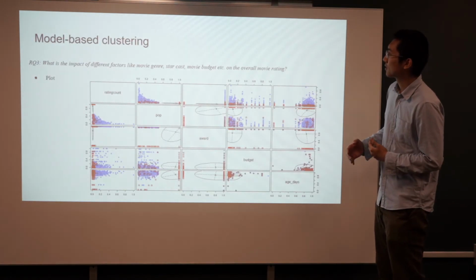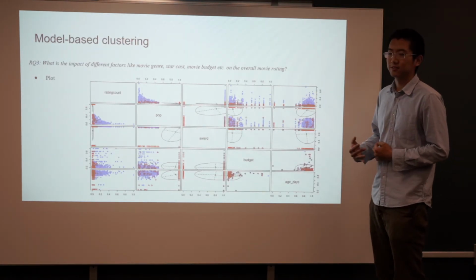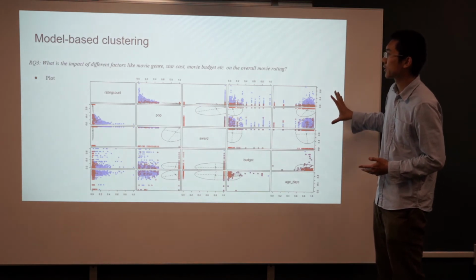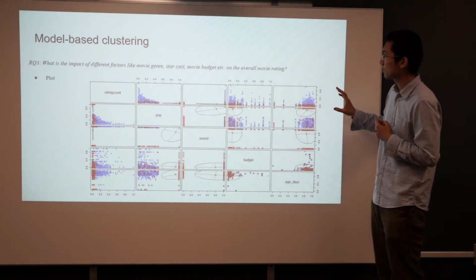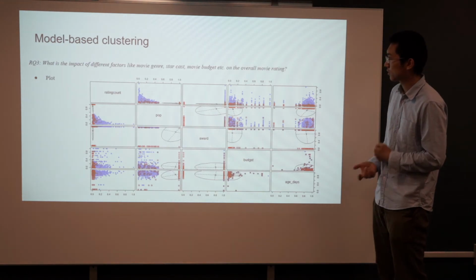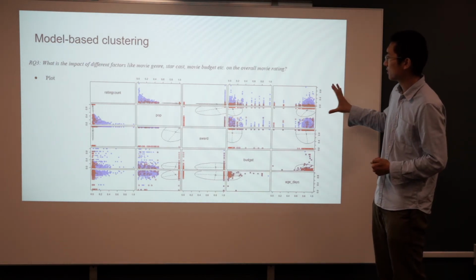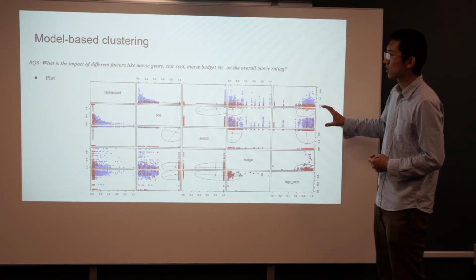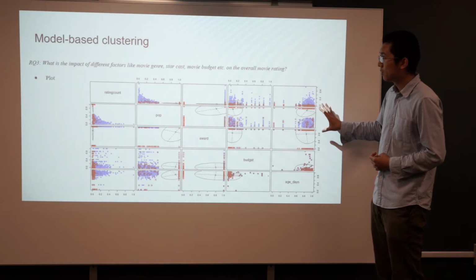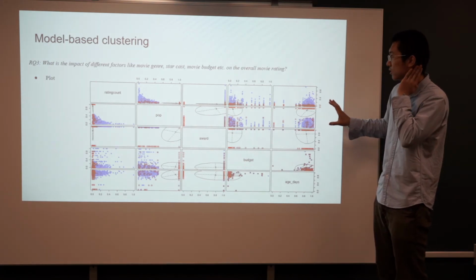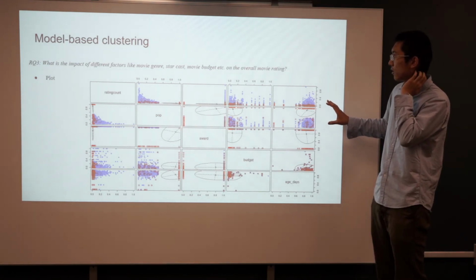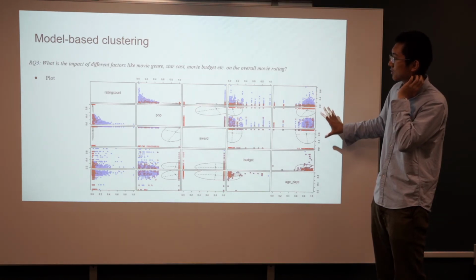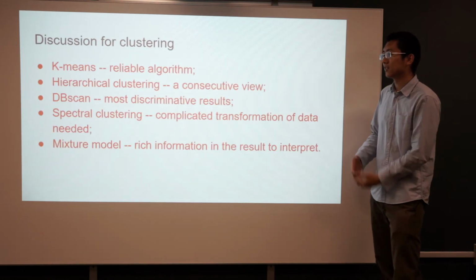For the model-based clustering, aka the Gaussian mixture model, we can get similar results. For research question 3, there are 2 clusters, and the interpretation is similar to the spectral clustering. But for research question 2, we cannot get a very good result for this plot because there are too many variables.